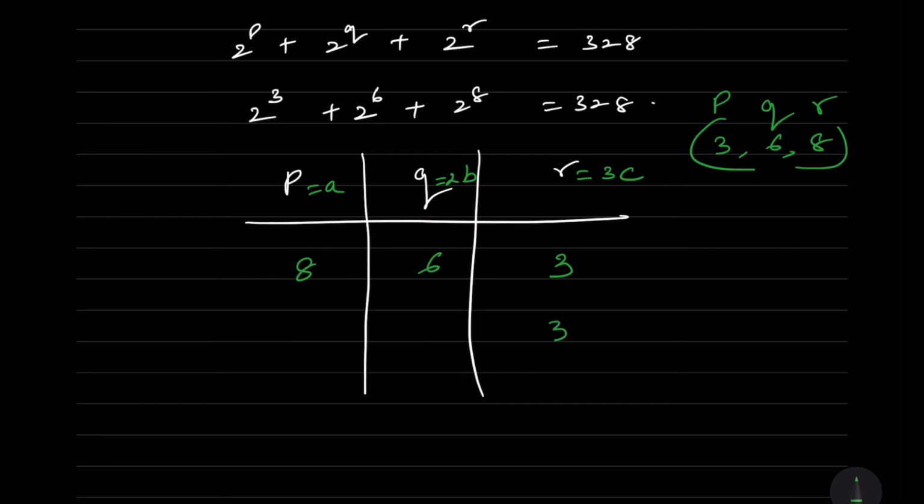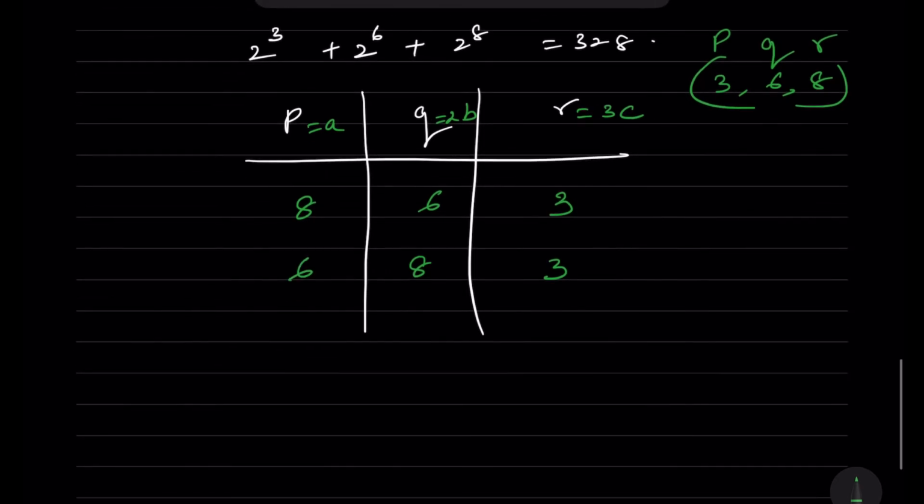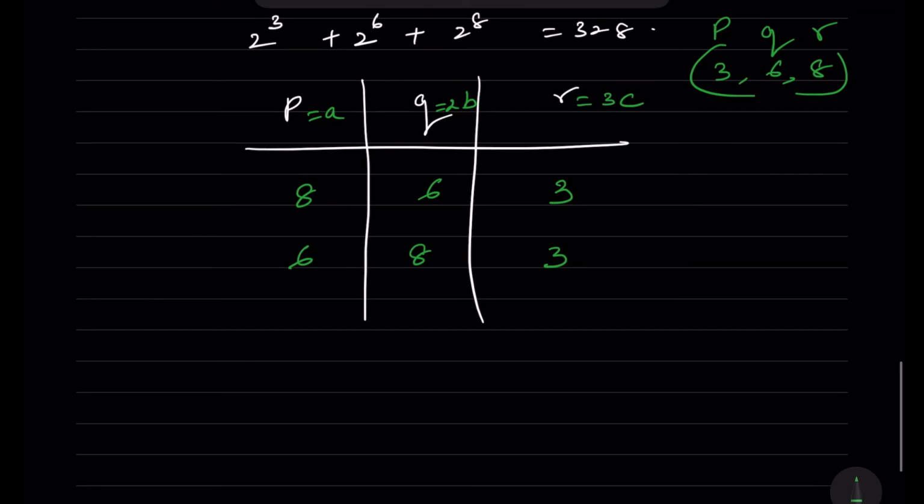If we again take 3 over here, it can be 8 over here as Q and P can be 6, because here Q is a multiple of 2. Now if we take here 6, because R is a multiple of 3, so 6 is also a multiple of 3. So what do we get? Here Q should be a multiple of 2 and this should be 3. So we cannot find more combinations.